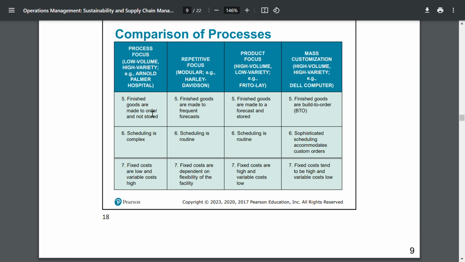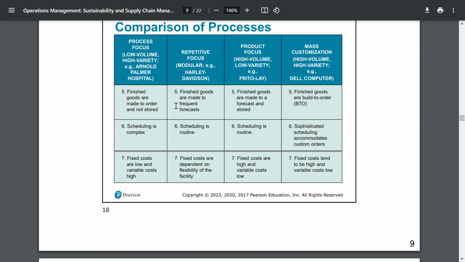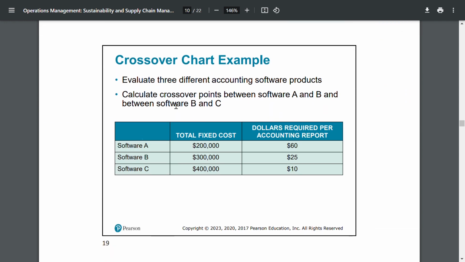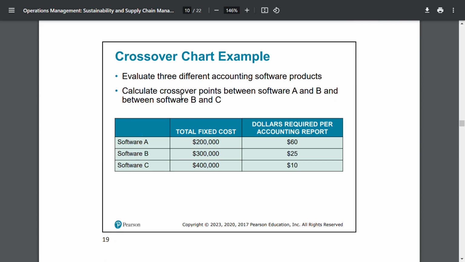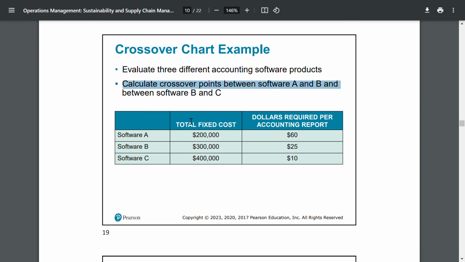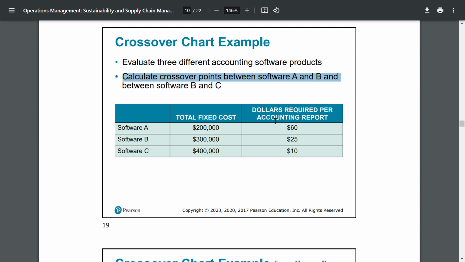And as for the products, mostly the repetitive focus and the product focus are made based on demand and forecast, and the mass customization is built to order, and process focus is finished goods. Okay, and so you can see here the crossover chart example to evaluate 3 different accounting software products. So software A, total fixed cost. So this is an example of different softwares.